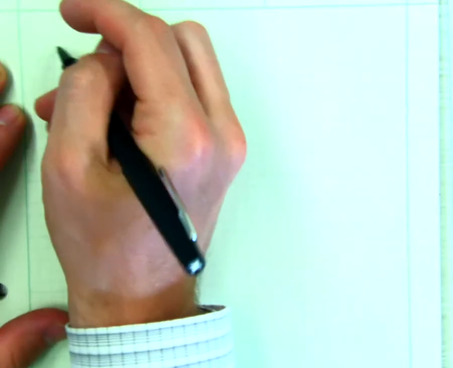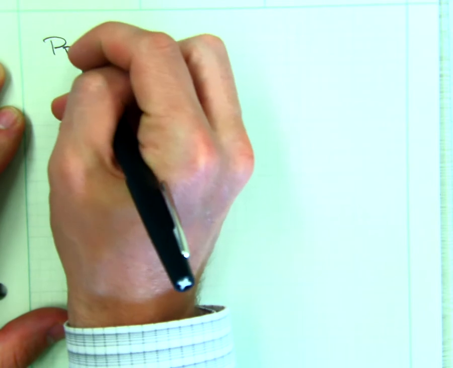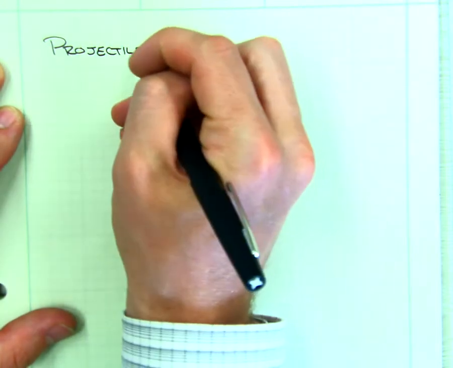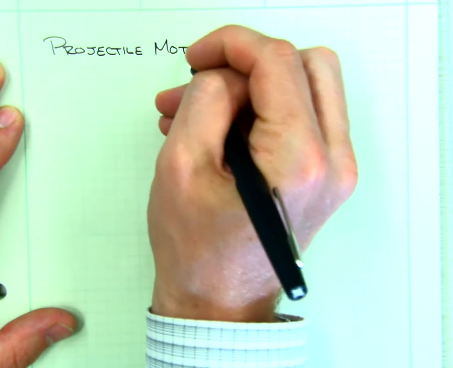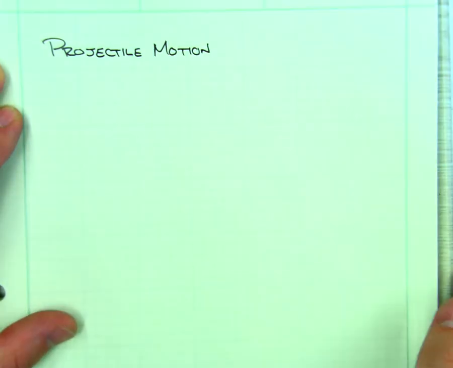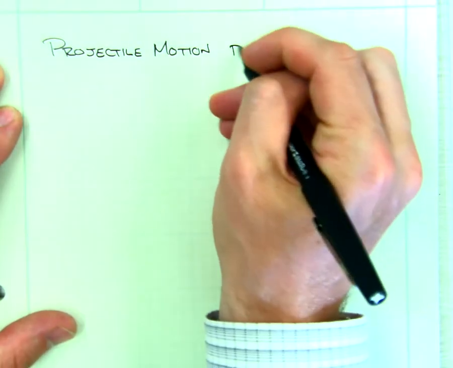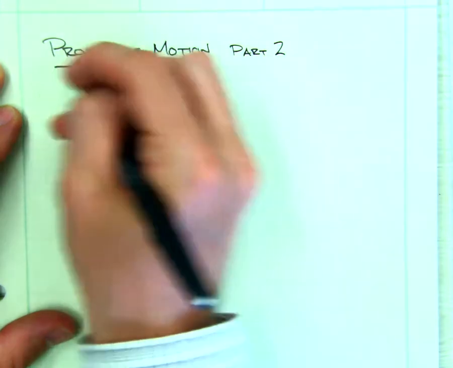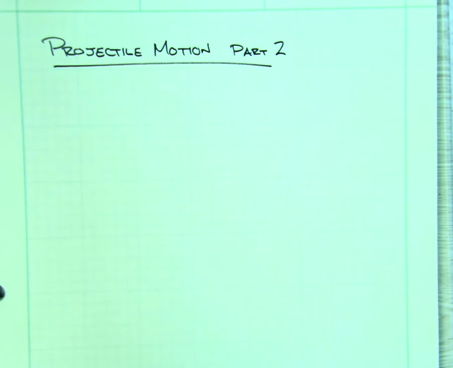Okay, calculus, welcome back. We're going to be talking about projectile motion some more. So this is just going to be projectile motion part 2, or particle motion part 2. Now I'm just going to work through an example problem, and then the next lecture is going to be talking about displacement, which is kind of a cool idea, particle displacement.